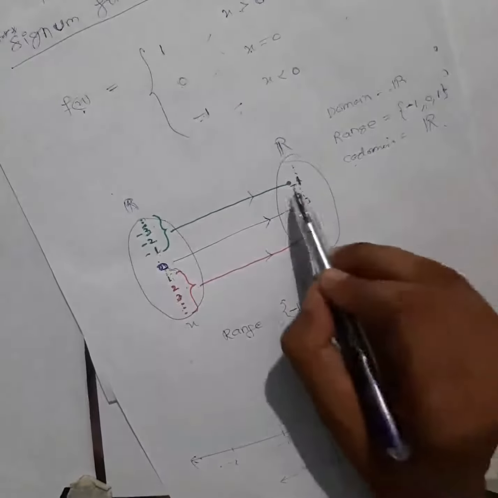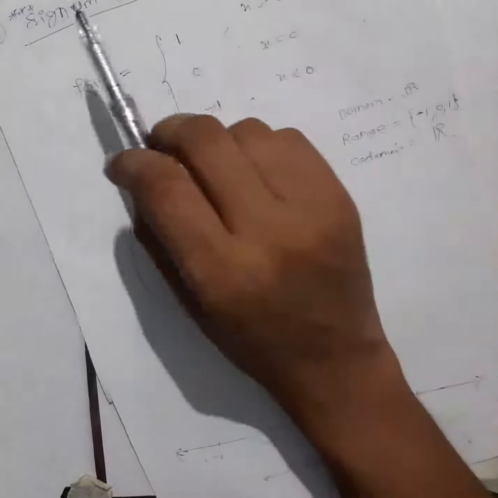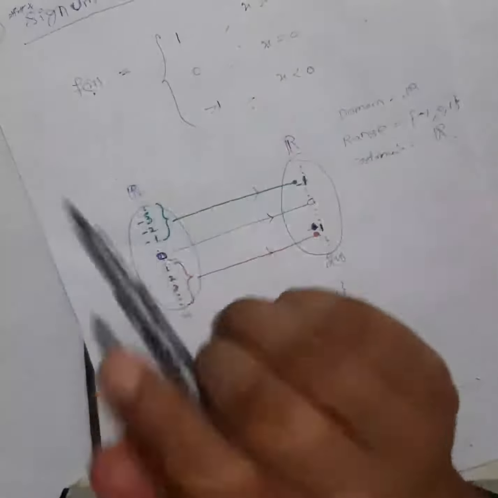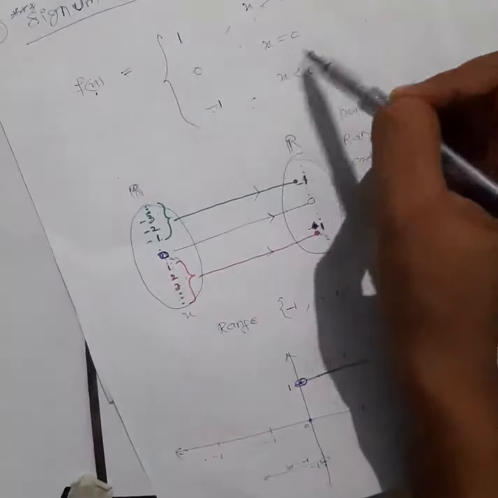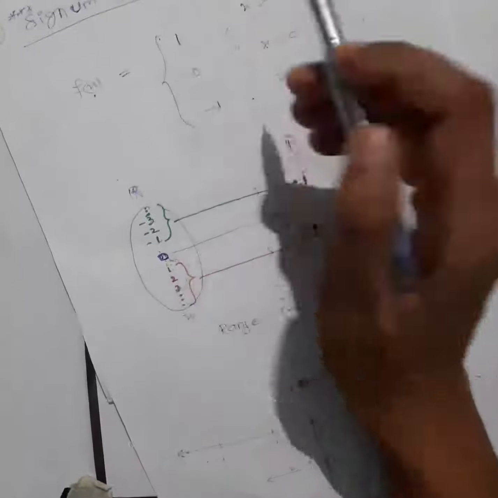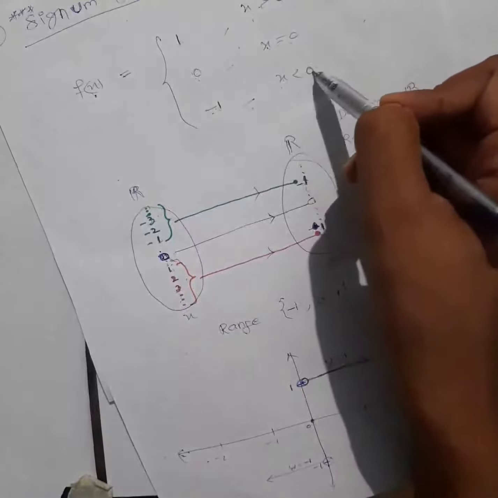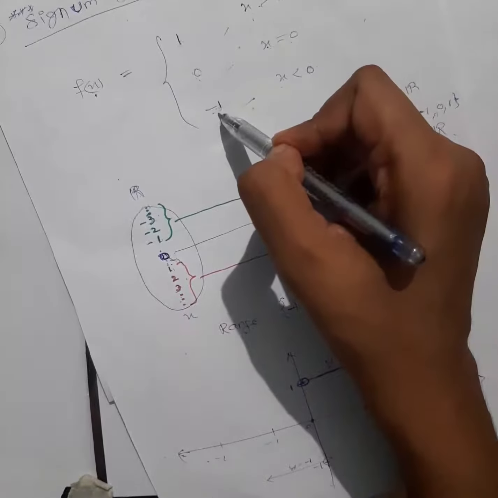Range is always image, right? Here only 3 images are there: 1, 0 and minus 1. So in the signum function, remember, in this function only 3 images will be there always, whatever x you take. If you take x greater than 0, your image will be 1. If you take x equal to 0, your image will be 0. If you take x less than 0, your image will be minus 1.